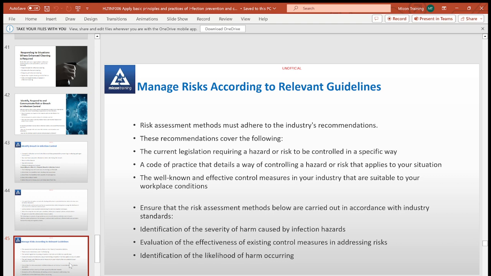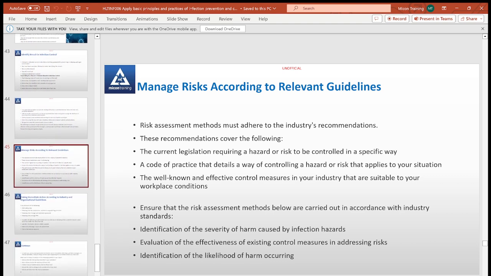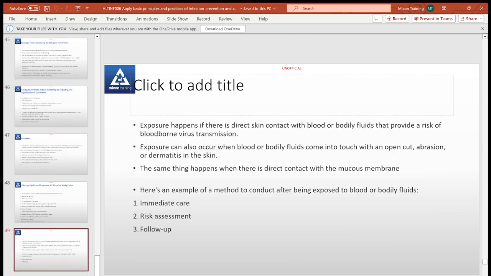Ensure that the risk assessment methods below are carried out in accordance with organization standards or industry standards. 1, identification of the severity of harm caused by this particular infection or hazard. 2, evaluation of the effectiveness of existing control measures in addressing this particular risk. 3, identification of the likelihood of harm occurring, an incident related to this particular identified hazard.